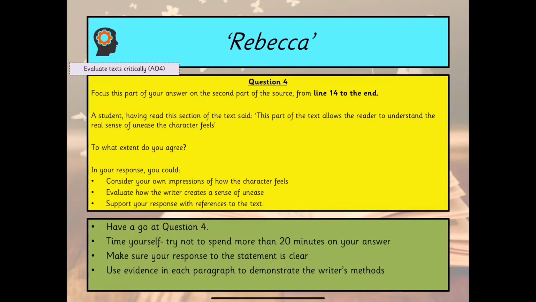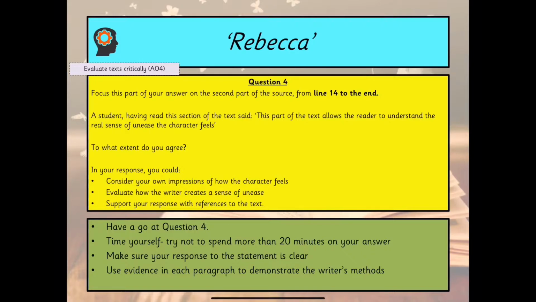Time yourself once again and give yourself no more than 20 minutes to answer the question. Make sure your response to the statement is clear and use evidence in each paragraph that demonstrates the writer's methods. So pause the video, set a timer for 20 minutes and have a go at question 4.